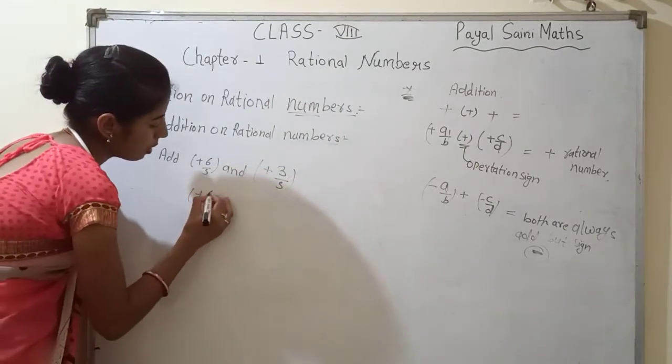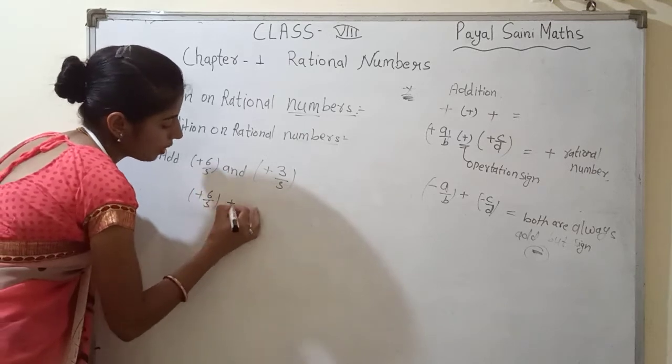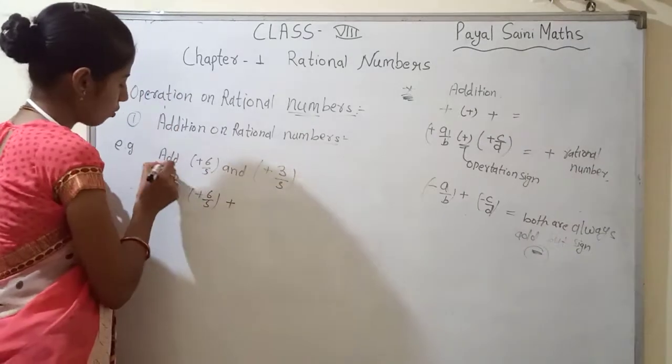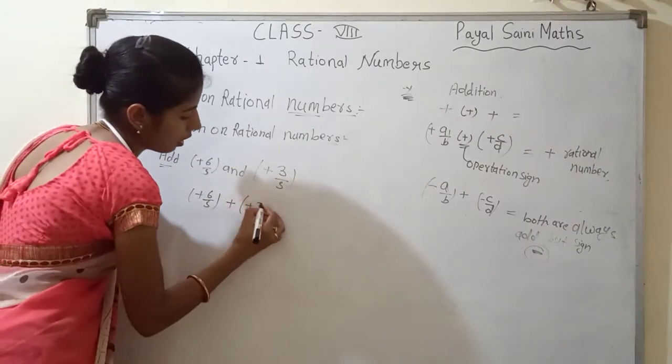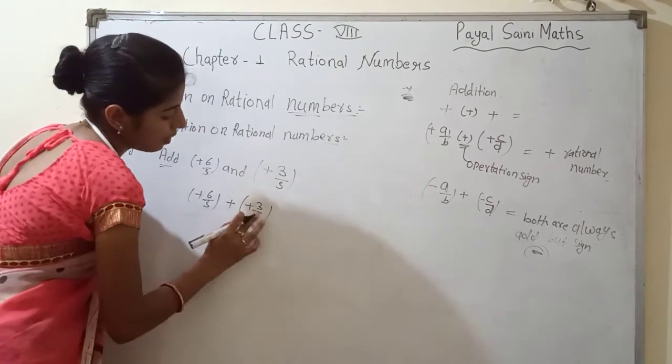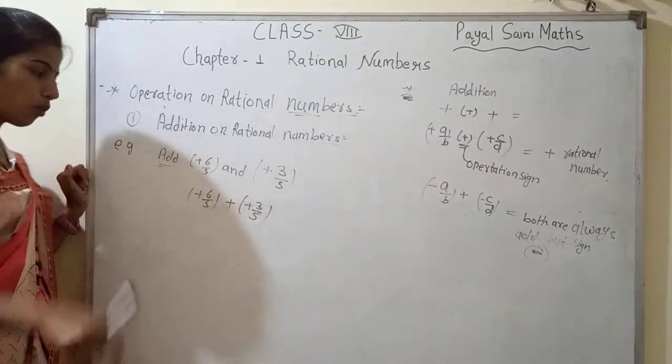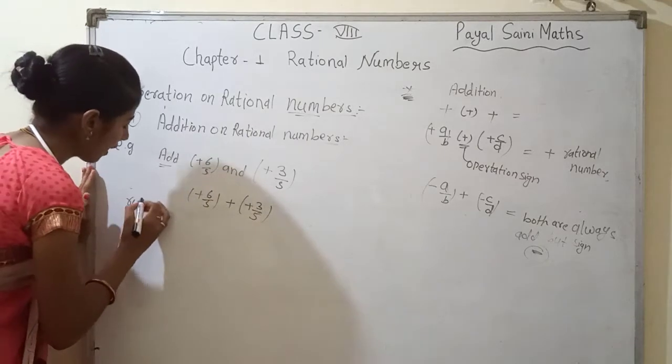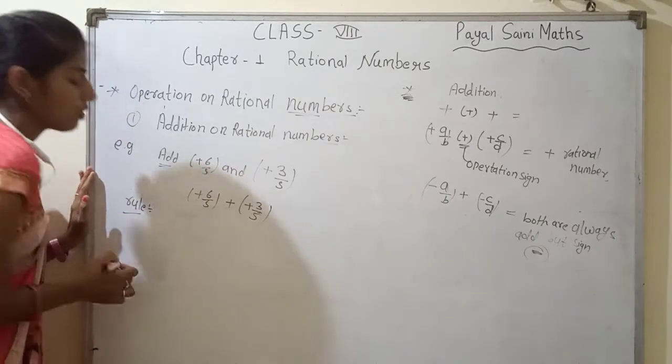Our first number is plus 6 by 5. The operation sign is plus because the question says add. Then next is plus 3 by 5. Now our rule number first for addition.